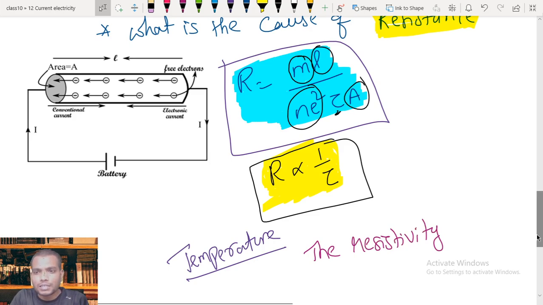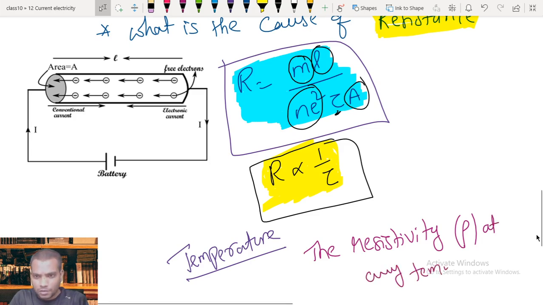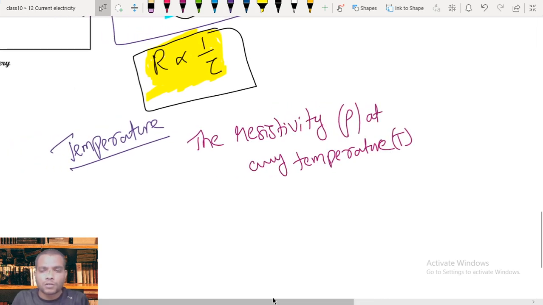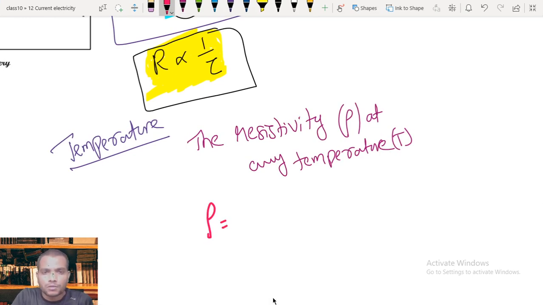The resistivity rho at any temperature T. So I'm throwing a formula. So this formula, please remember if you are preparing for the competitive examinations. Resistivity rho equal to rho naught of 1 plus alpha times T minus T naught.